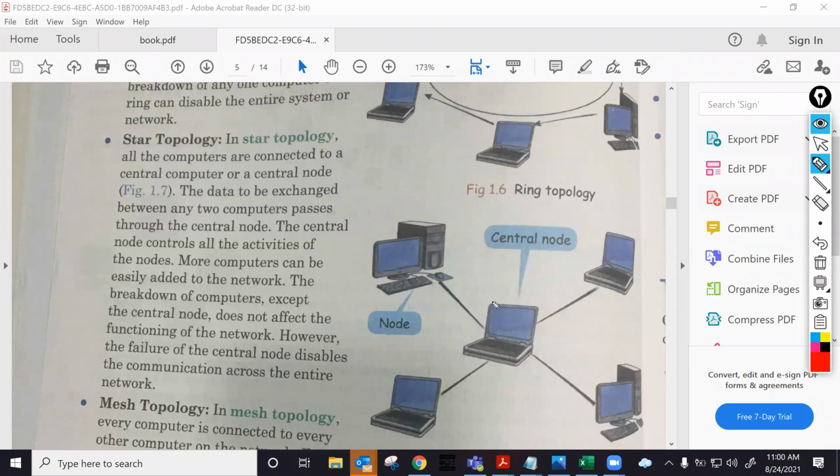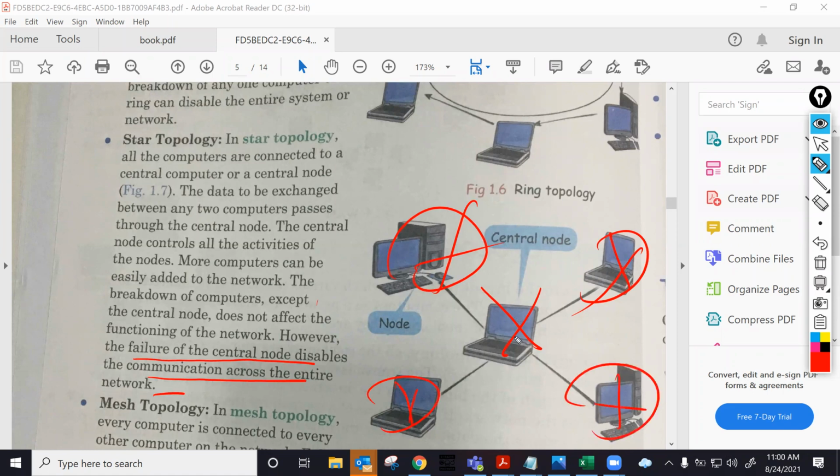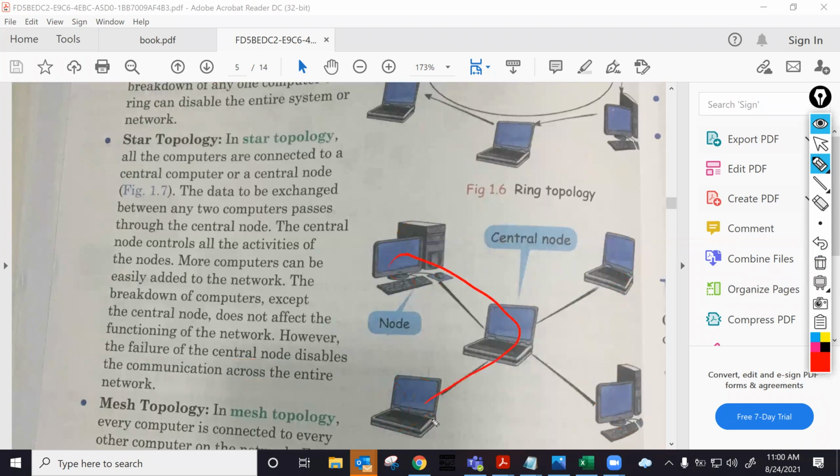But the advantage is also a disadvantage. If this is gone, the whole network will break down. However, failure of the central node disables the communication across the entire network. Full network will be disabled because of the server computer breaking down. These computers will be isolated because they can't connect to each other. They are connecting through the server computer. If the server computer is not there, this computer will be isolated, right? This is called star topology.